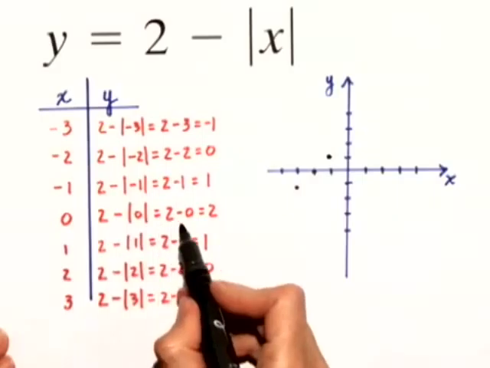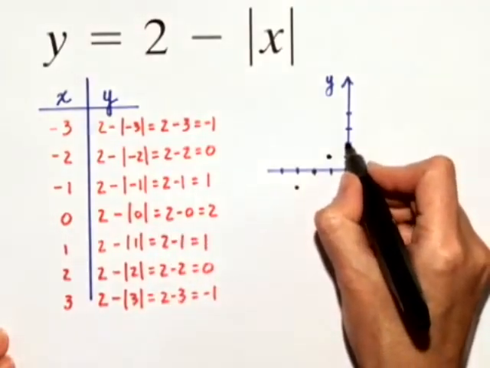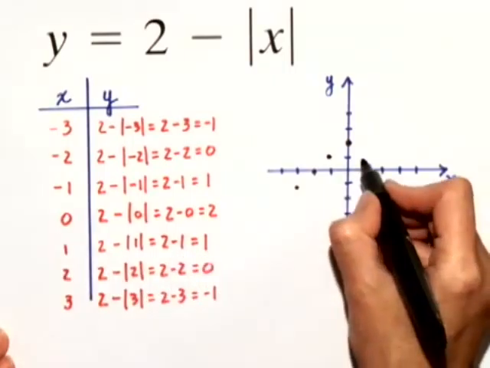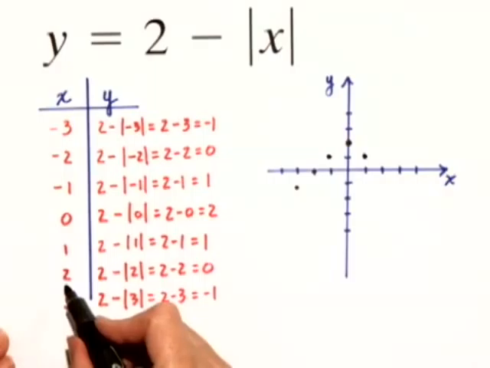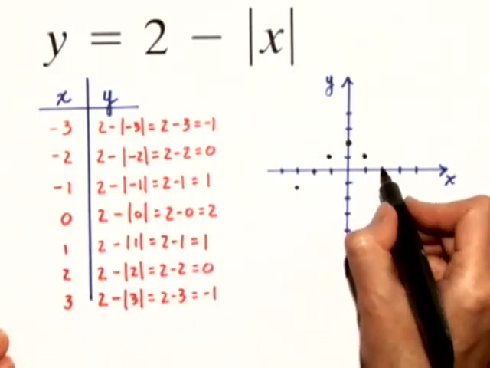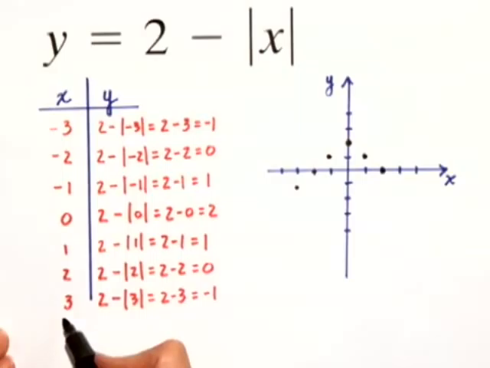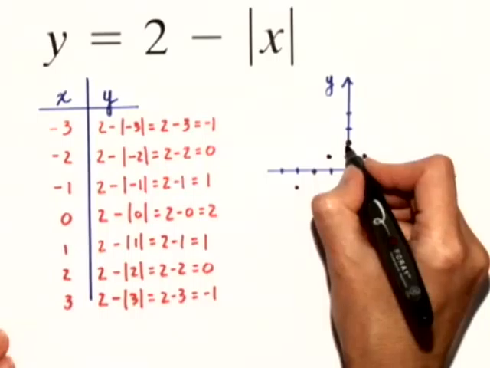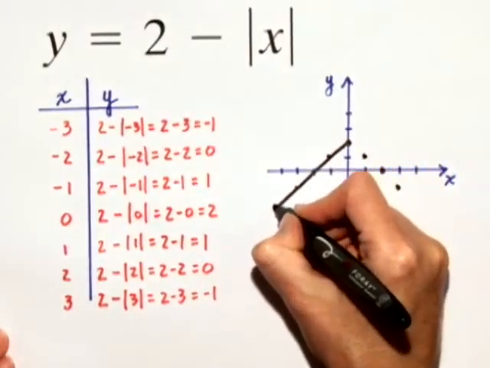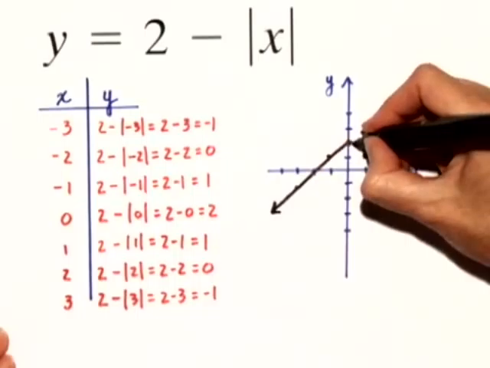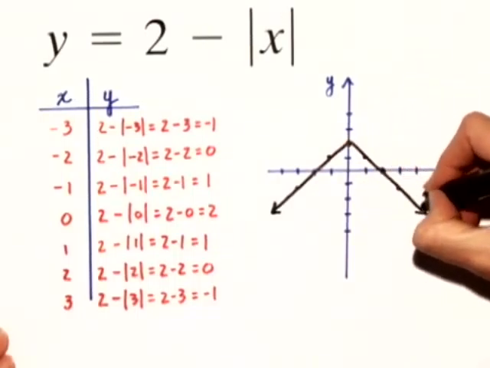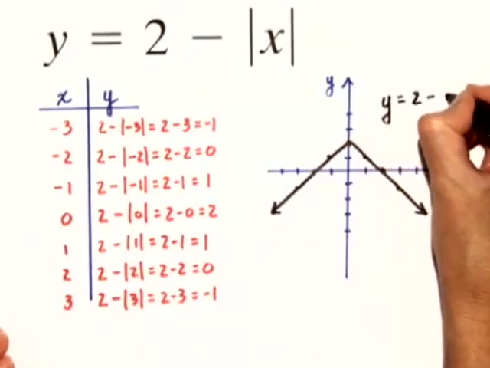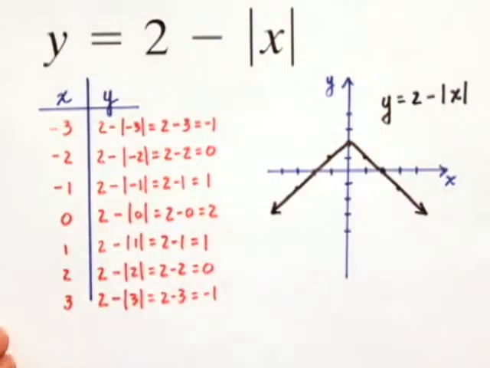When x is 0, y is 2. So 0, 2. When x equals 1, the y coordinate is 1. When x equals 2, the y coordinate is 0. And finally, when x equals 3, the y coordinate is -1. And we know an absolute value equation has a V shape. And this is the graph of the equation y is equal to 2 minus the absolute value of x.